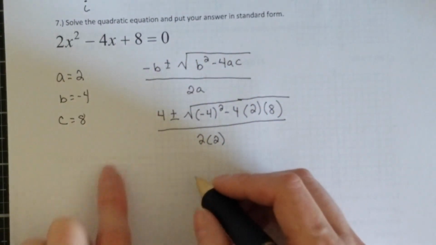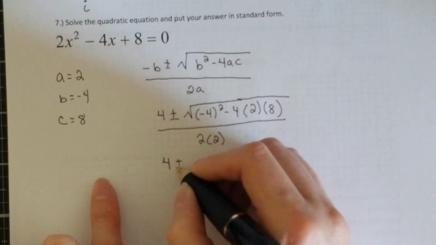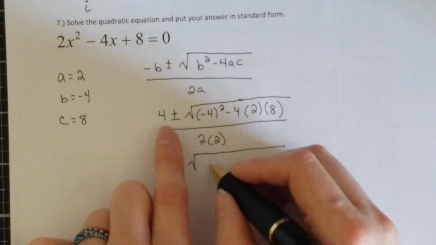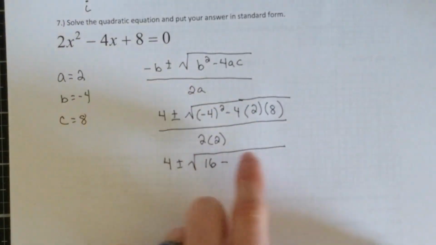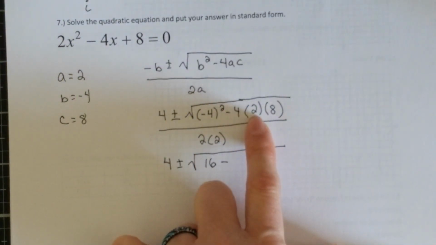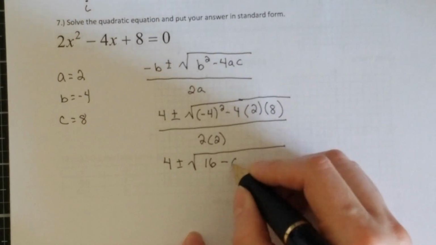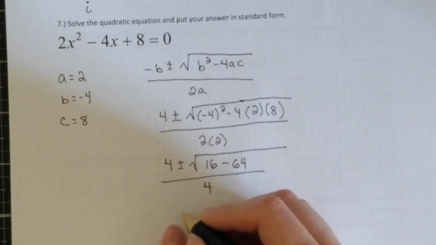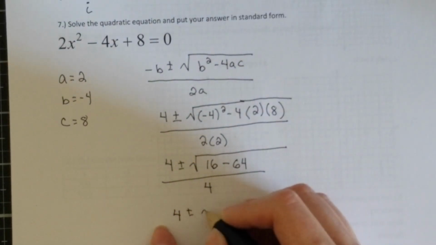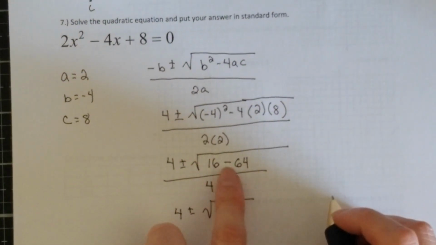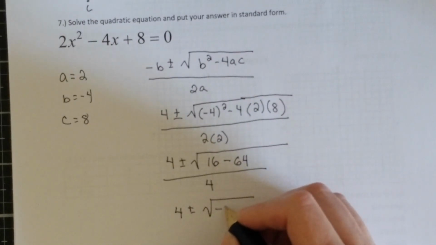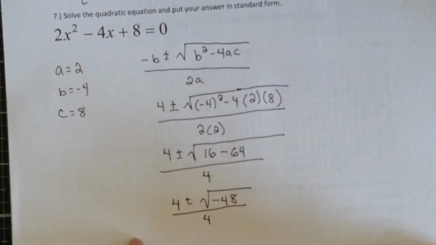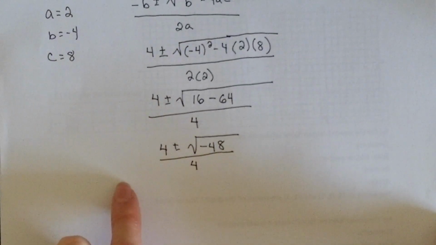All right, we want to simplify this a little bit. So negative 4 squared would be 16. Okay, 4 times 2 would be 8, and 8 times 8 would be 64. And 2 times 2 would be 4. Okay, 16 minus 64 would be negative 48. And then we'll keep the 4 on the bottom there. Okay, you still need to keep going.